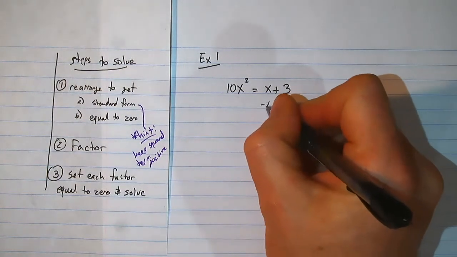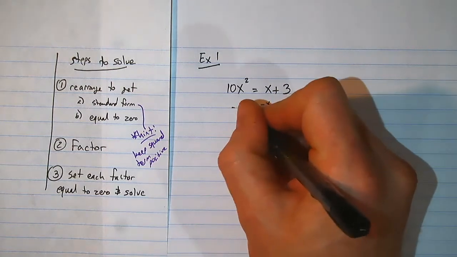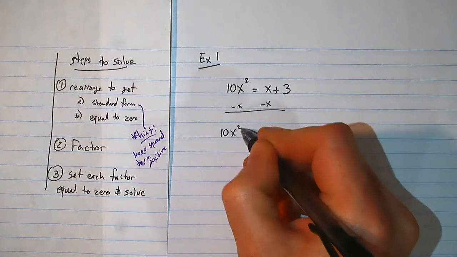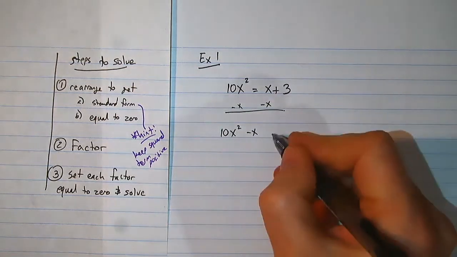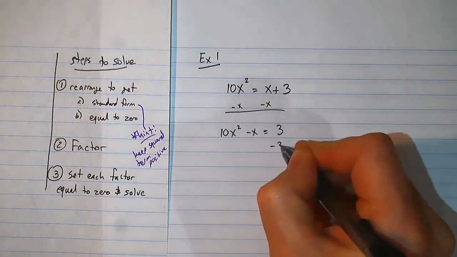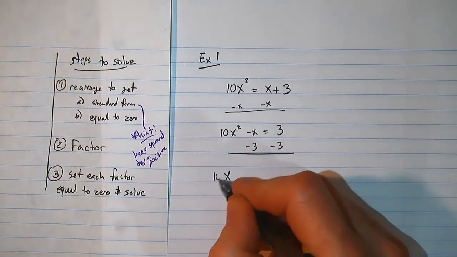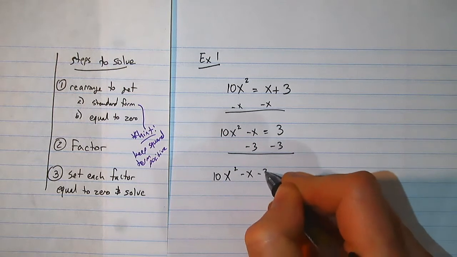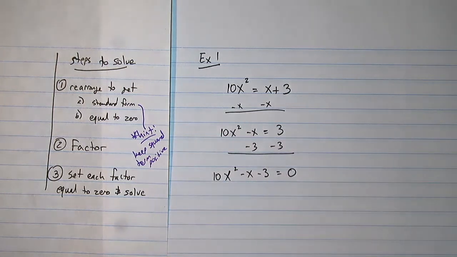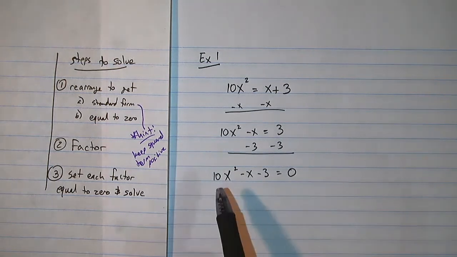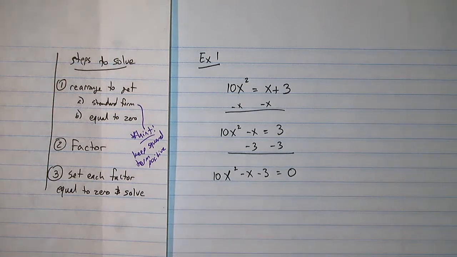So instead, I'm going to subtract x from both sides. And remember, these are not like terms, so they don't combine, because the exponents are different. And I'm going to subtract 3 from both sides. And again, none of these are like terms, so they don't combine. I'm going to end up with that. So that's my first step: get it equal to 0, keeping the first term positive. It's always easier if the first term is positive.